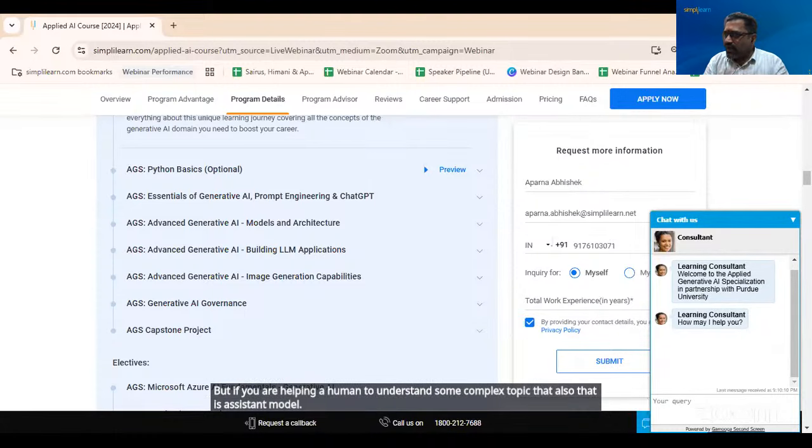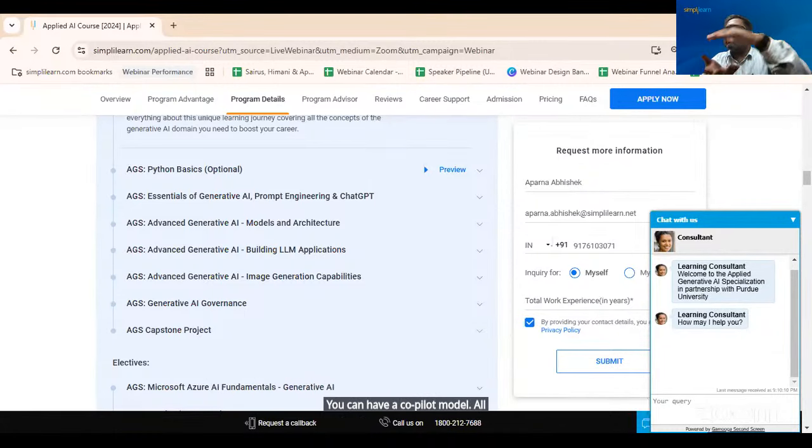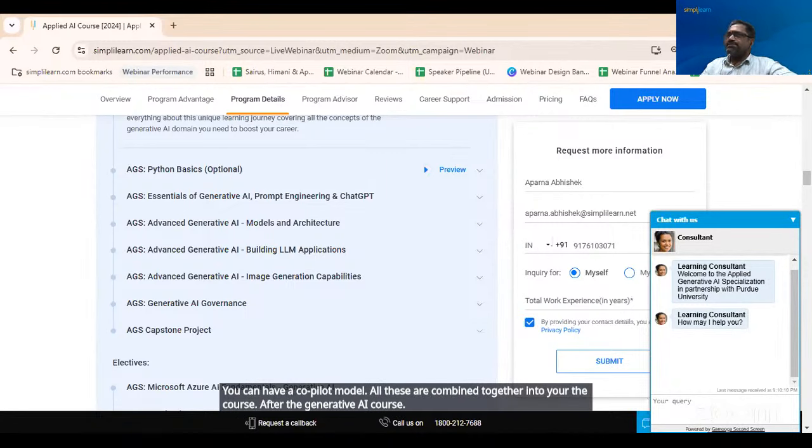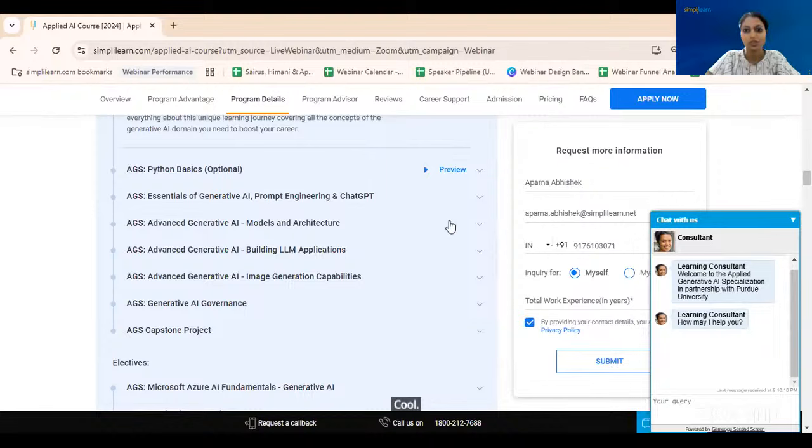You can have a copilot model. All these are combined together into the course of a generative AI course. That is what is there. Got it. All right.